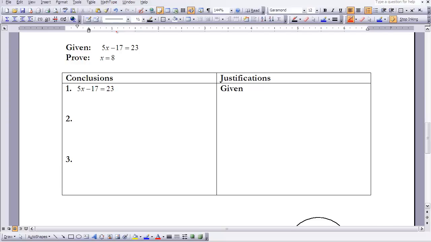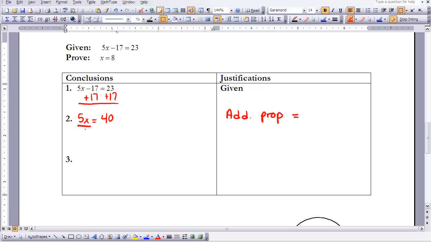Then I go to my next step and ask, what information can I conclude from what I was given? I know that I can add 17 to both sides and get 5x equals 40. The reason I can do that is because of the addition property of equality. We talked about that in the last lesson. Now I know that I need to get to x equals 8, and I can get there by dividing both sides by 5, or remember, that's the same as multiplying by 1/5, and that's the multiplication property of equality, which would take me to x equals 8.